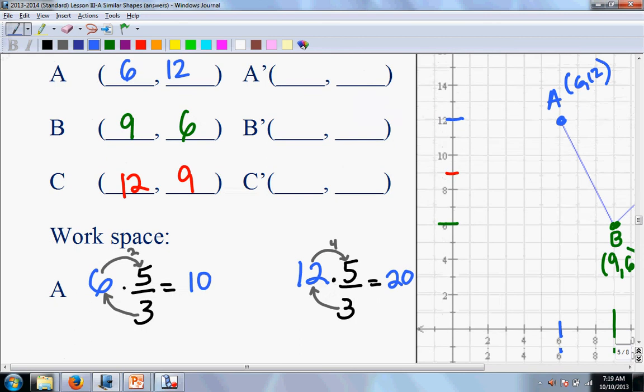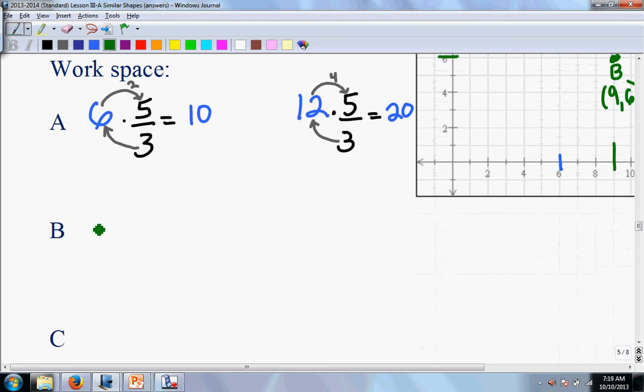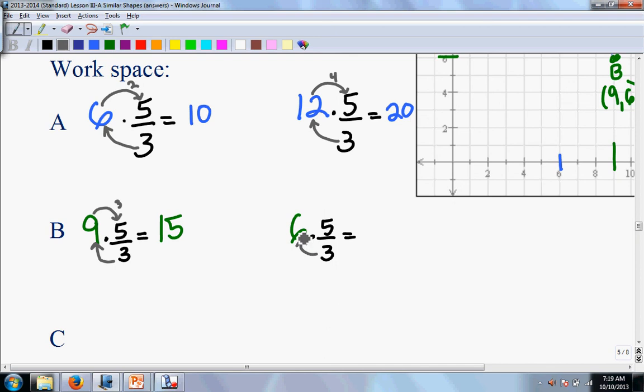Let's do the next coordinates. That's 9 and 6. So here I have 9 and 6. We're going to times by 5 over 3, times by 5 over 3. Ready? 3 goes into 9 3 times. So I bring an arrow around, put the little baby 3 there. 3 times 5, 15. 3 goes into 6 twice. Bring that 2 around. 2 times 5, 10.